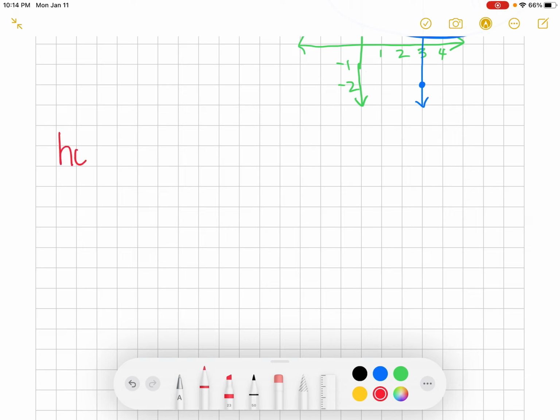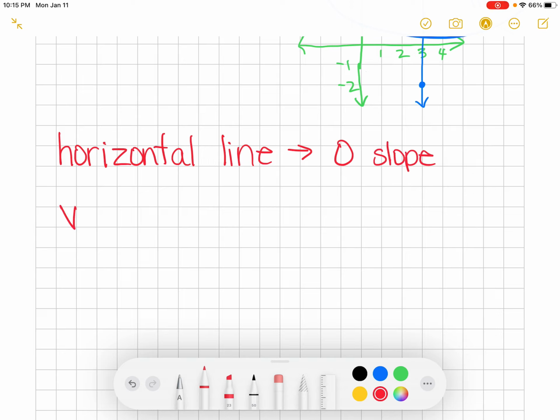A horizontal line is 0 slope, and a vertical line is no slope. So those look like the same because a lot of times you think of no as being the same as 0, but it is not the same thing.